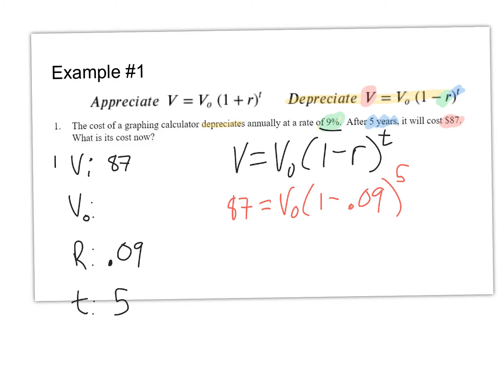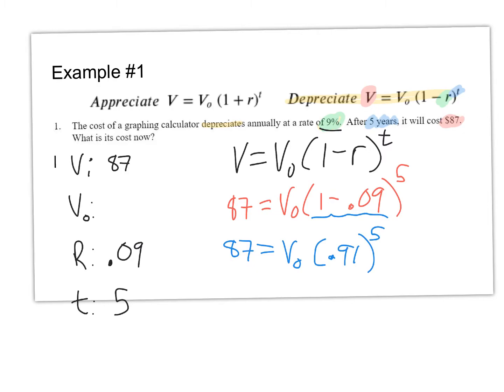Now we're going to do order of operations. We start in the innermost parentheses and make sure we can do all the work there, which we can. 1 minus 0.09 is 0.91, raised to the fifth power.